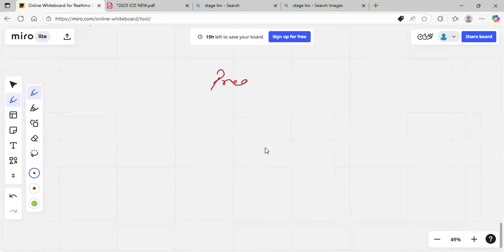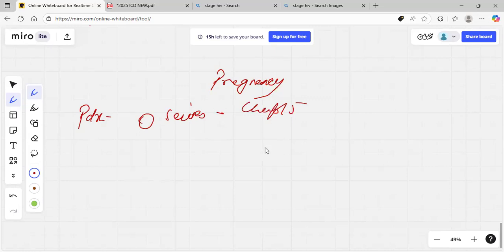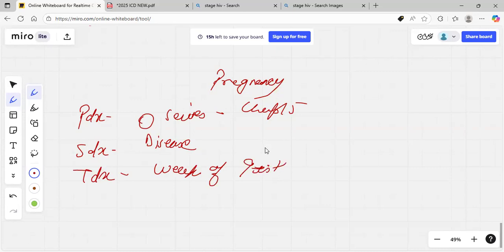Whenever a lady is pregnant and you are coding for a pregnancy charge, you have to make sure that your primary code belongs to the O series only, or the chapter 15 codes only. Your secondary code should be your disease code, and your tertiary code will be weeks of gestation.